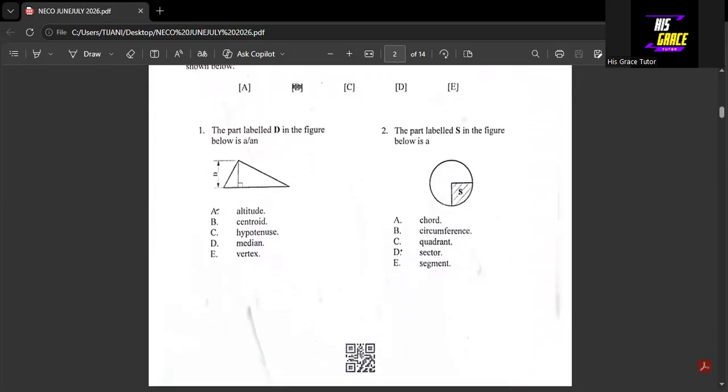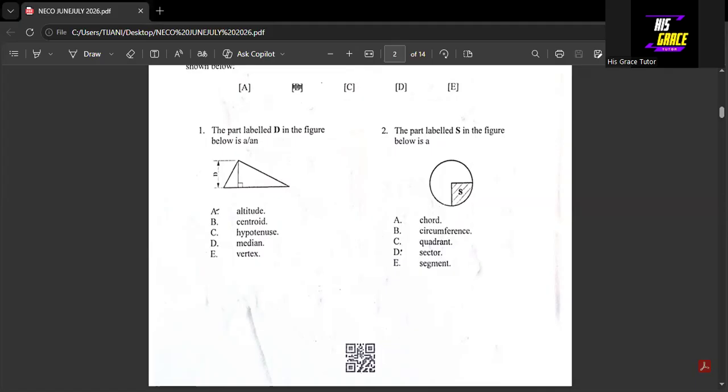Question one says that the path labeled D in the figure below is an altitude. Option A is the answer to question one. Then question two says that the path labeled S in the figure below is a quadrant. That is option C is the answer to question two.